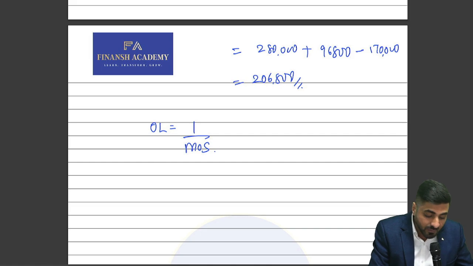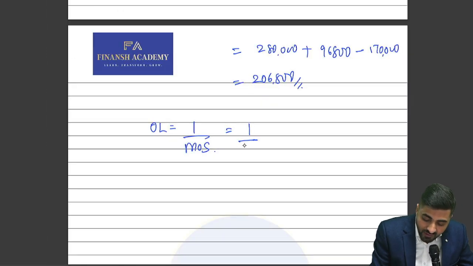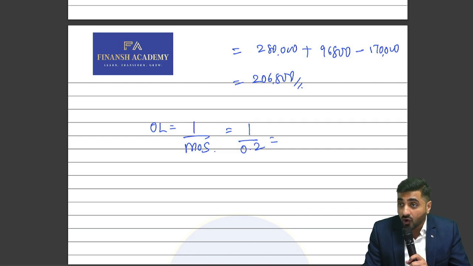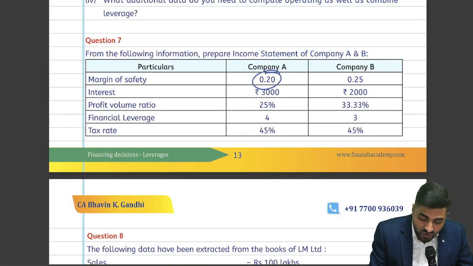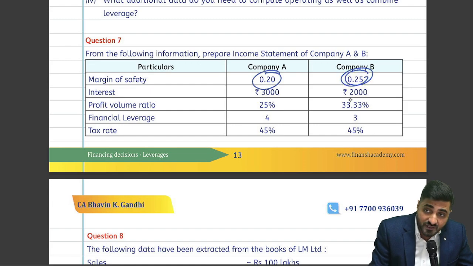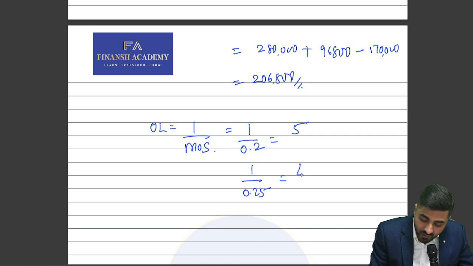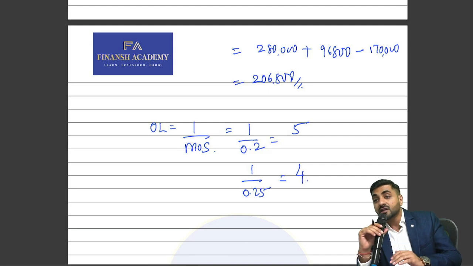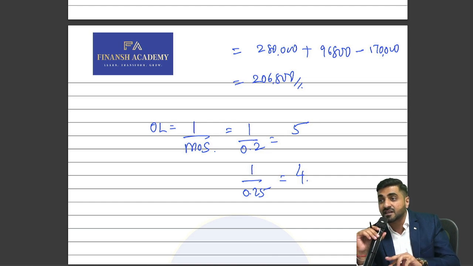So if I have my margin of safety available, what is the margin of safety which is given to you? 0.2. If I take 1 divided by 0.2, what will I get, beta? Operating leverage. This operating leverage is 5. Similarly, here also, can you all just check what is the margin of safety, beta? 0.25. I can take 1 divided by 0.25. Give me 1 divided by 0.25. This is called as my operating leverage. So whenever I say 1 divided by margin of safety, it is actually going to give me operating leverage, yes or no?